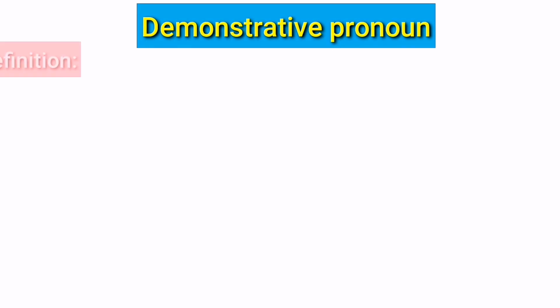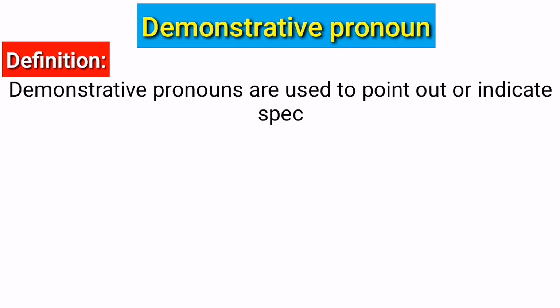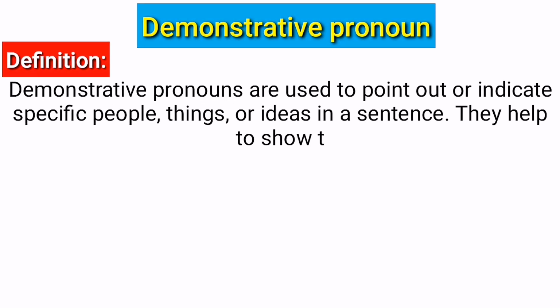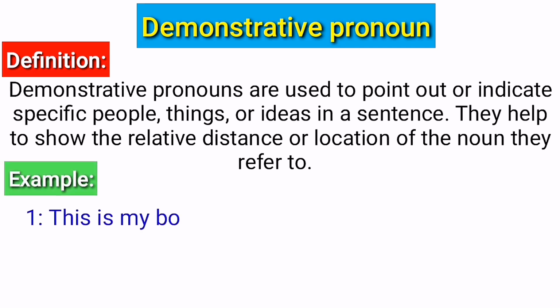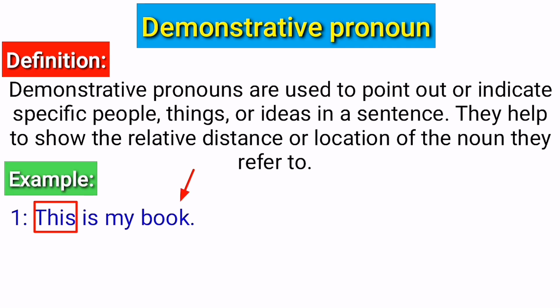Demonstrative pronoun. Demonstrative pronouns are used to point out or indicate specific people, things, or ideas in a sentence. They help to show the relative distance or location of the noun they refer to. For example, this is my book. Here the word this is a demonstrative pronoun. It's used to point out or indicate a specific object, which in this case is the book. The pronoun this helps to identify the book that the speaker is referring to, making the sentence more clear and focused on the particular item.